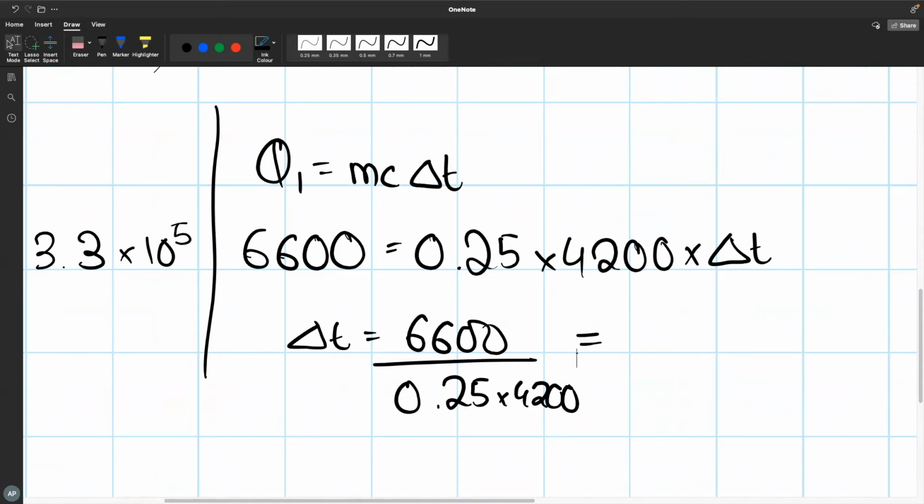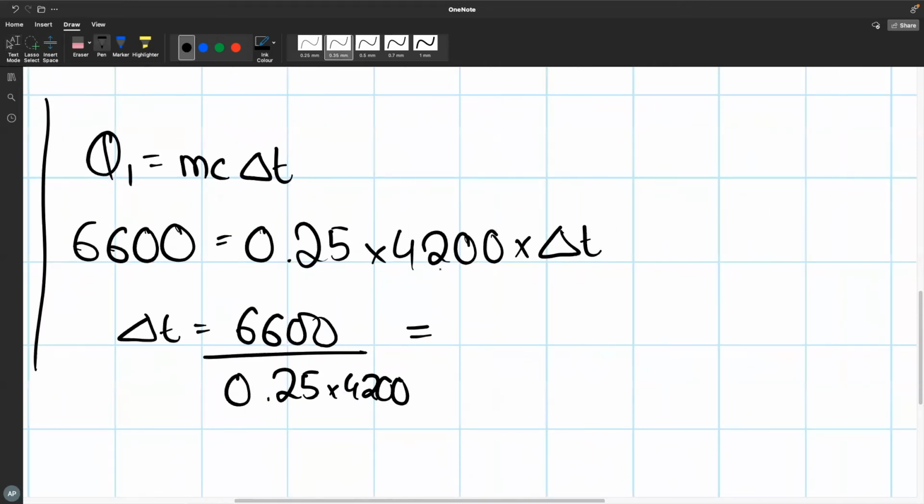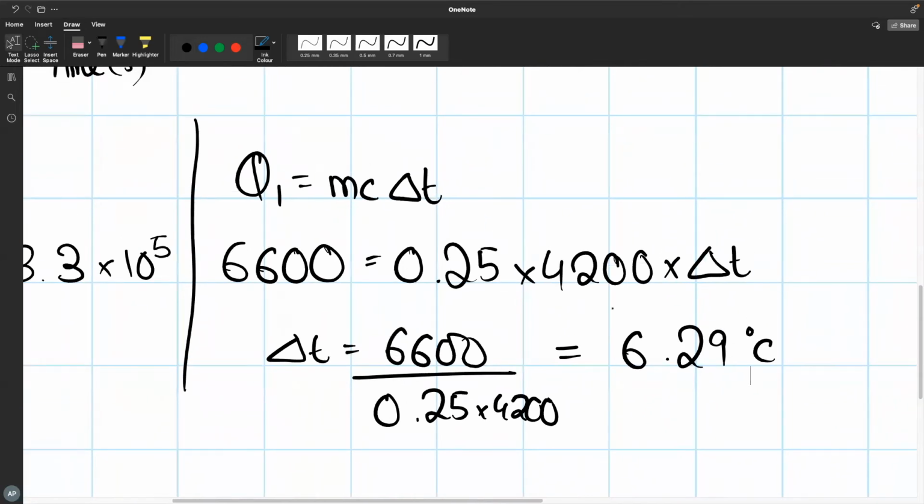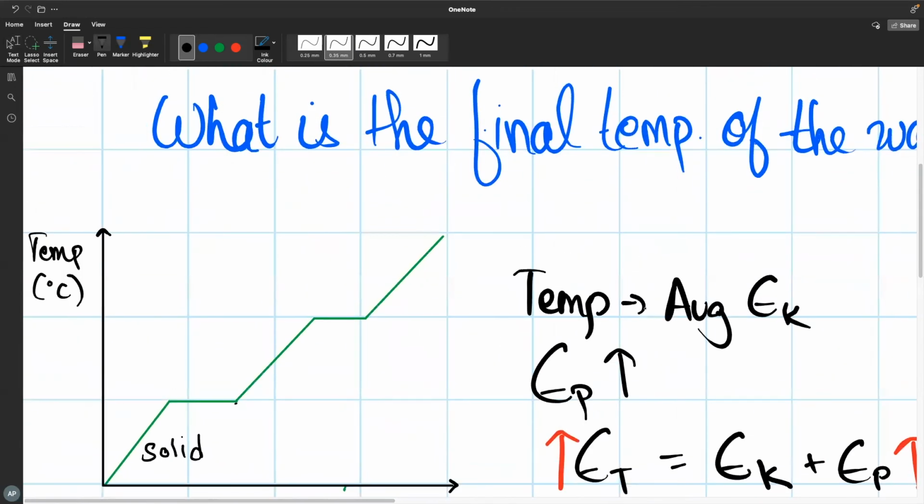And this gives us the answer of, let me just put this into a calculator here, 6.29 degrees Celsius. So we know that the change in temperature of the water is 6.29 degrees Celsius. Now, because this heat energy is being taken away from the water and into the ice, as heat energy reduces, the temperature reduces. So therefore, this 6.29 is essentially a negative as the temperature is reducing in the water.